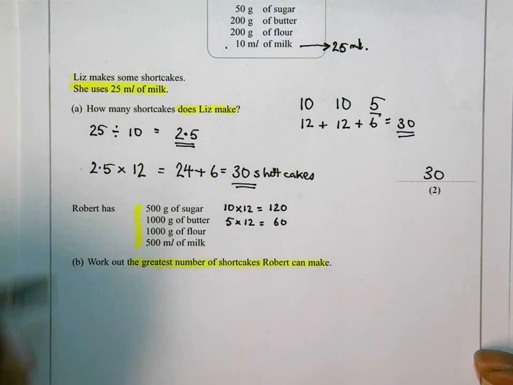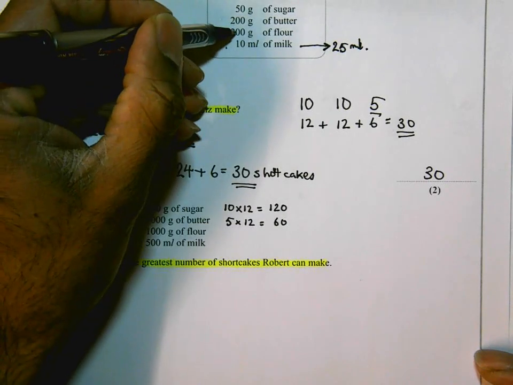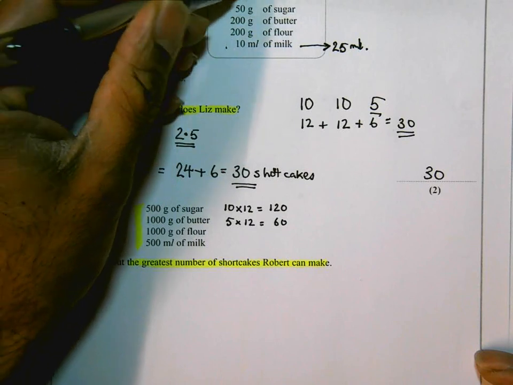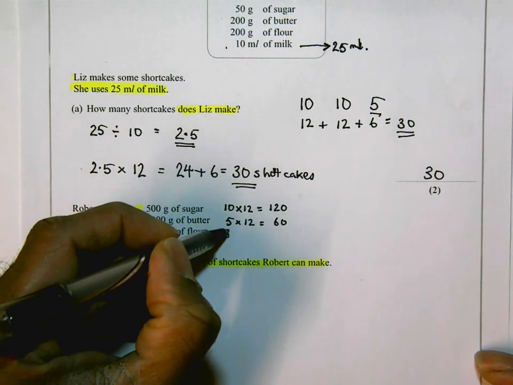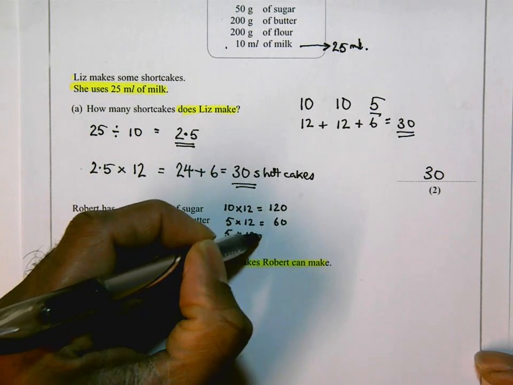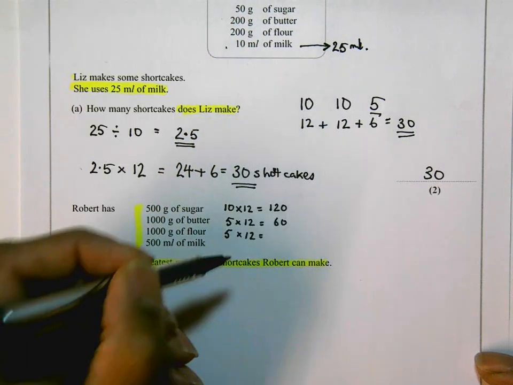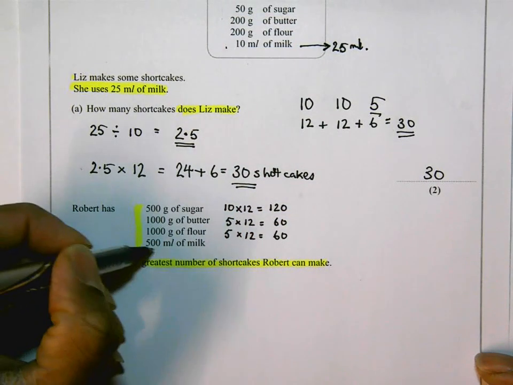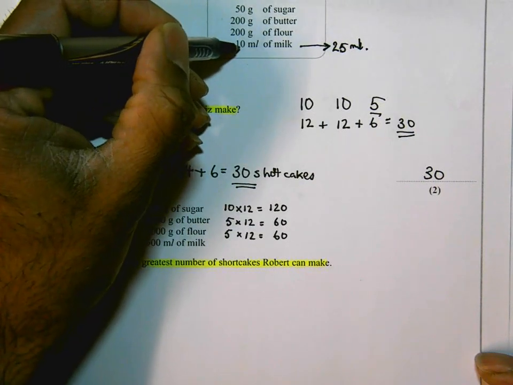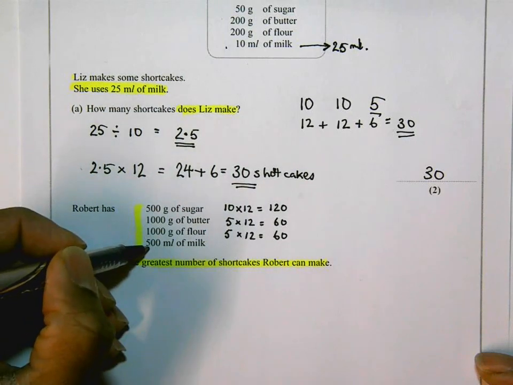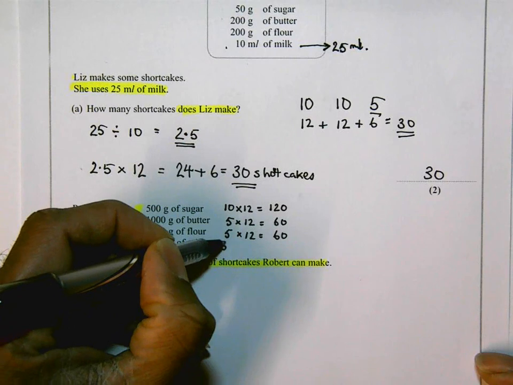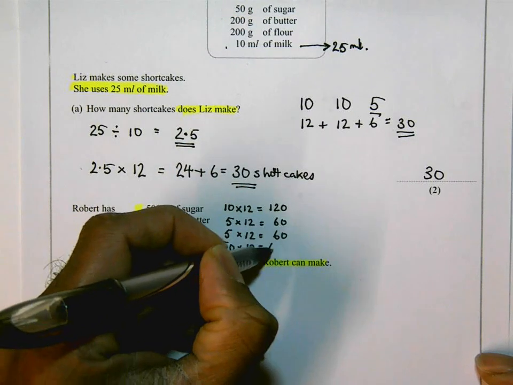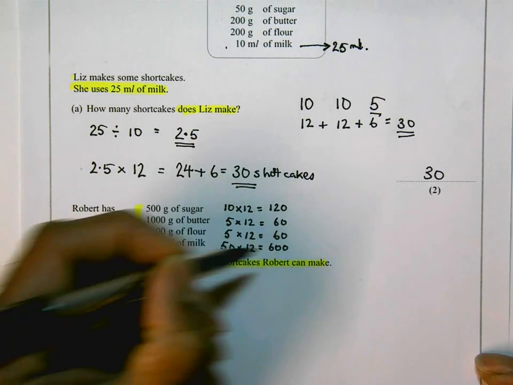Same with the other one, 1,000 grams of flour. If he had 200 grams of flour, he could make 12 shortcakes. 1,000 is 5 times 200, so 5 times 12, because 12 is how many shortcakes he could make with 200. 5 times 12, again, is 60. That's the same as the last one. And with regard to the milk, he needs 10 milliliters of milk to make 12 shortcakes. How many times does 10 go into 500? 50 times. So 50 times 12 is, well, 5 times 12 is 60, add on an extra 0. With 500 milliliters of milk, he has enough to make 600 shortcakes.